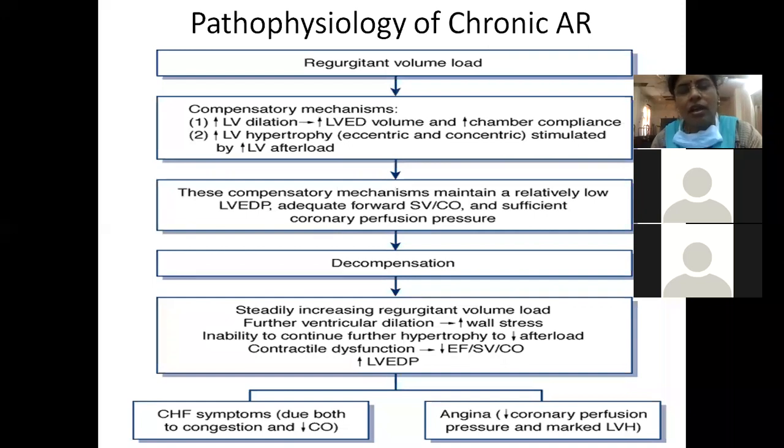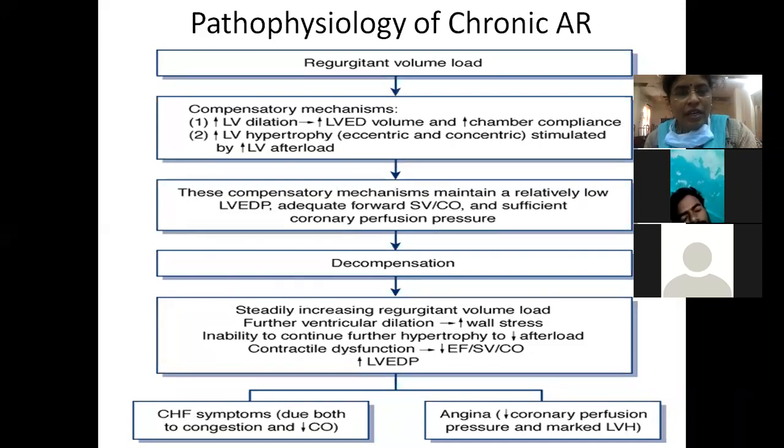So the volume in the left ventricle increases. That is regurgitant volume overload. The ventricle receives blood from the left atrium and at the same time from the aorta, so the volume in the left ventricle is increased. Compensatory mechanisms activate. What are the compensatory mechanisms? One is left ventricular dilatation, due to increased left ventricular end diastolic volumes and increased compliance in the chamber. So, increased left ventricular hypertrophy.